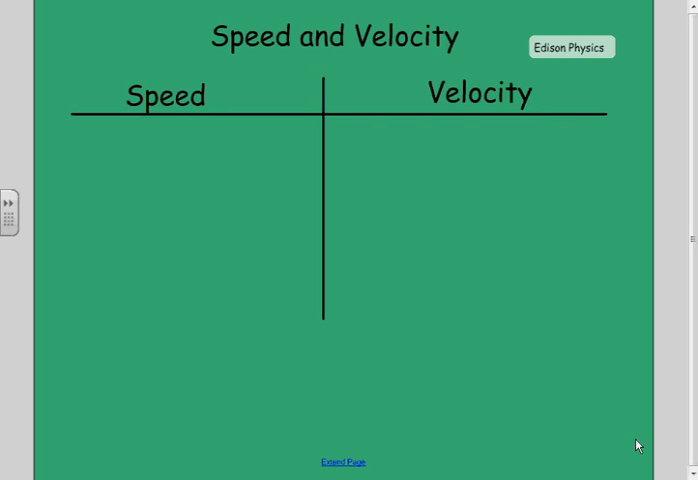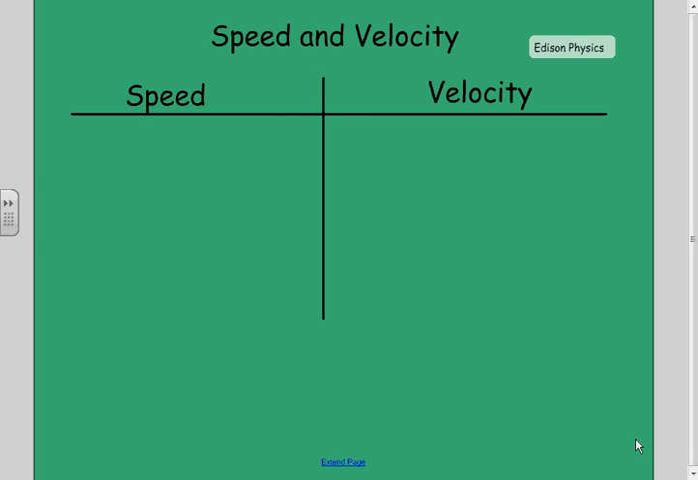Well, it goes back to that whole how far issue. Because there's two answers to the question how far: either the length of the path we traveled, which was distance, or where we finished compared to where we started, with a direction, which was displacement. Because there's two answers to how far, there's two answers to how fast.